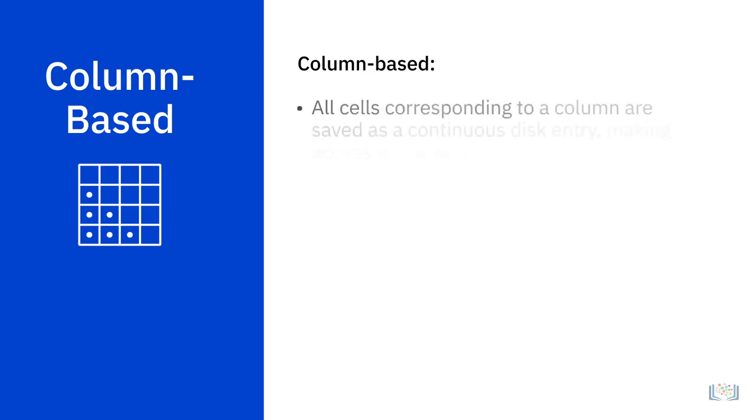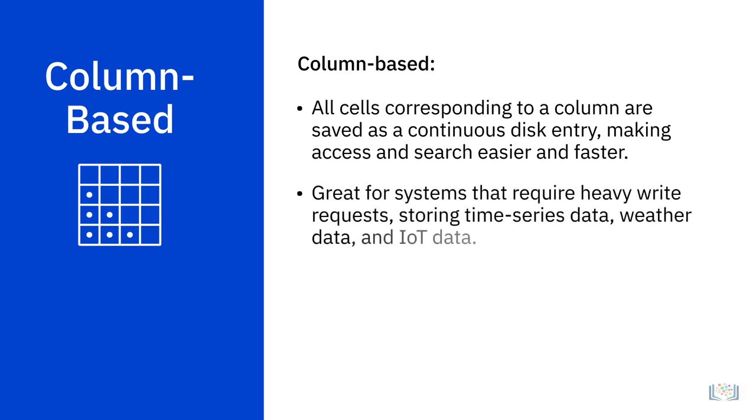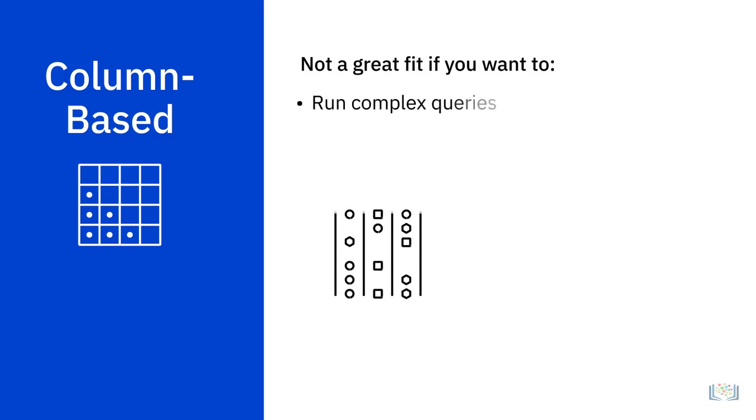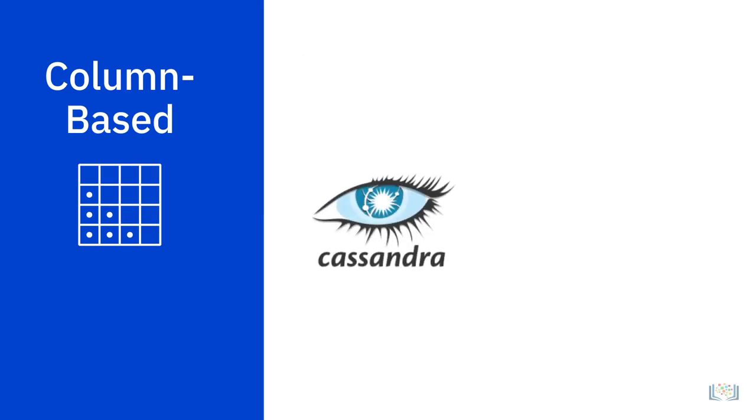Since column databases store all cells corresponding to a column as a continuous disk entry, accessing and searching the data becomes very fast. Column databases can be great for systems that require heavy write requests, storing time series data, weather data, and IoT data. But if you need to use complex queries or change your querying patterns frequently, this may not be the best option for you. The most popular column databases are Cassandra and HBase.